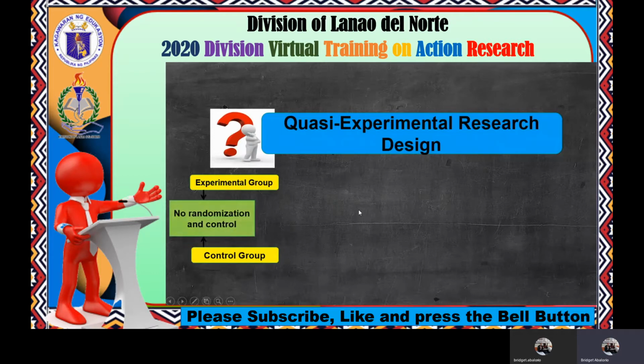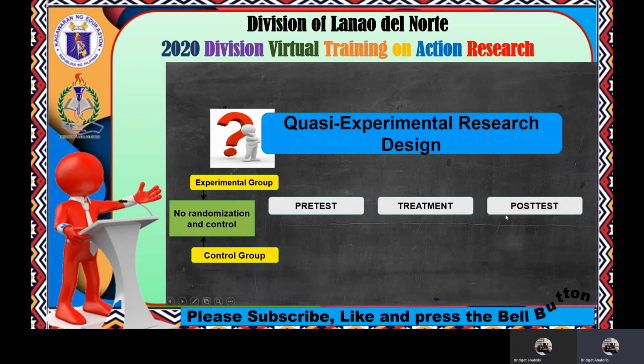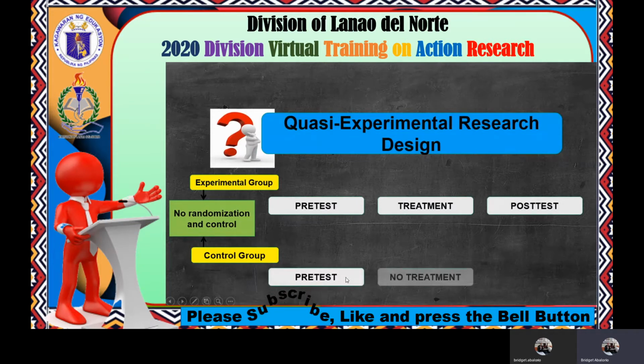However, there is no randomization and control in both groups. So in the pre-test, the experimental group will take the pre-test, will receive the treatment, and then take the post-test. On the other hand, the control group will also receive the pre-test, but there is no treatment.